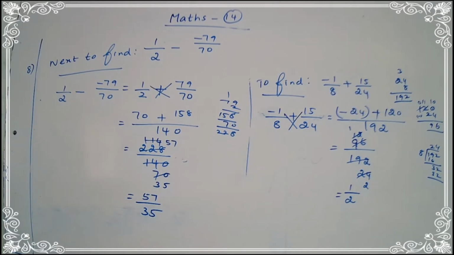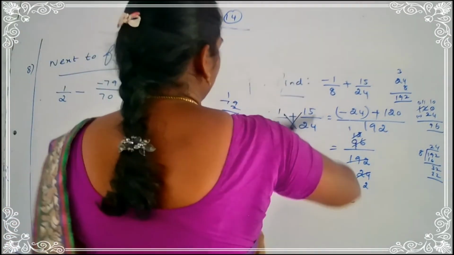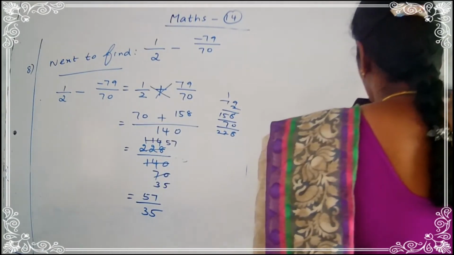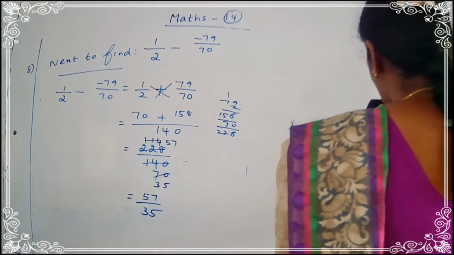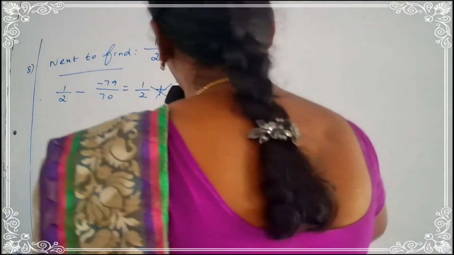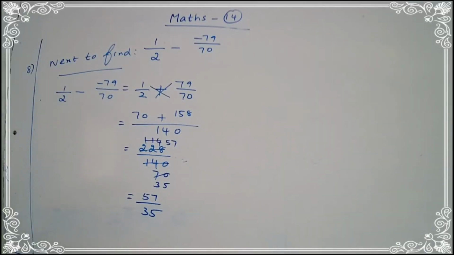1 upon 2 minus 79 upon 70. This is not another question, children. This is a continuation of the 8th question. Write it in your classwork note.